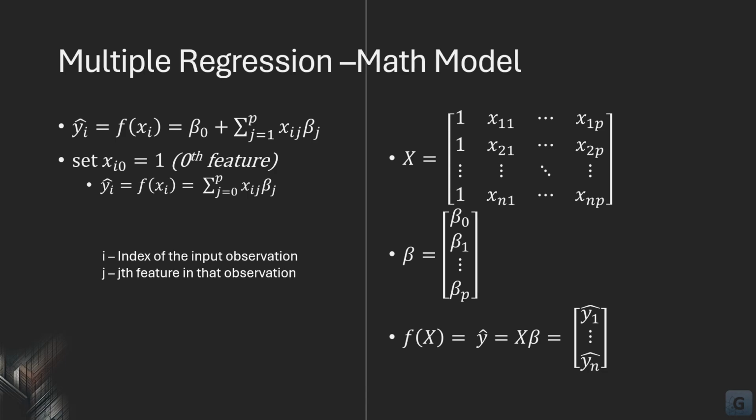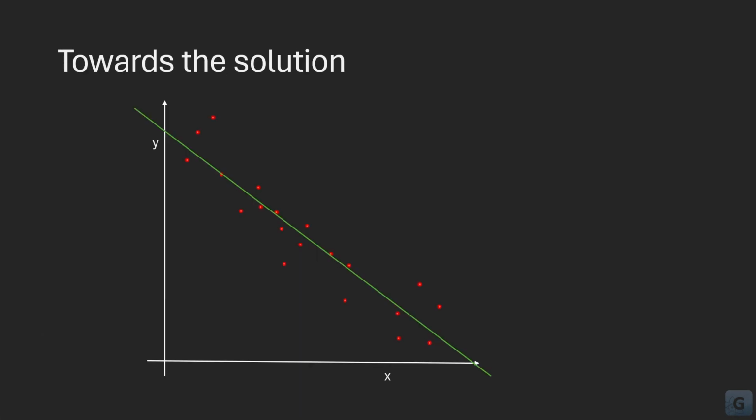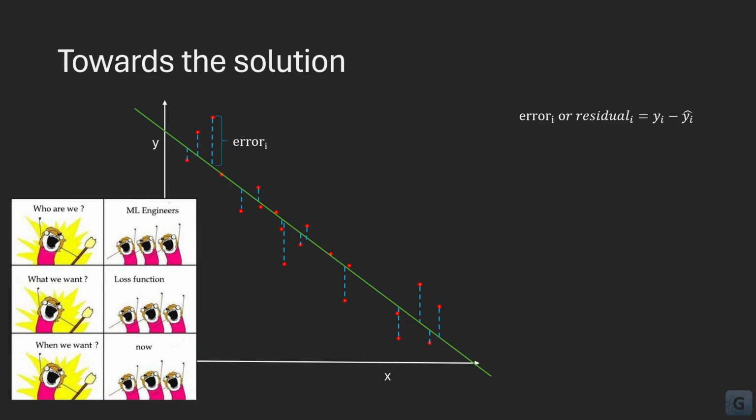Whenever we fit a statistical model, we need a metric to quantify its performance, and then we optimize that metric to obtain the best fit model. So we define an error function, also known as the residual. The error for a given input x is the difference between the actual output from the training data and the output predicted by the model.